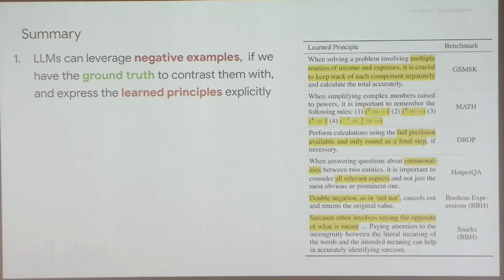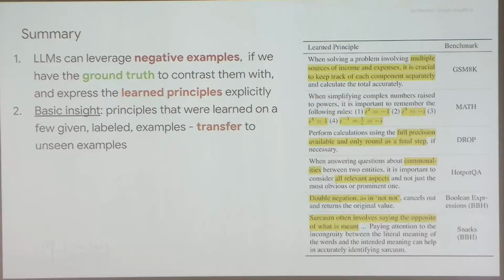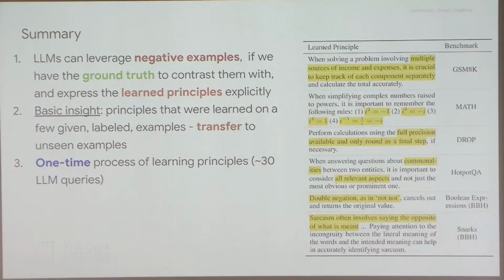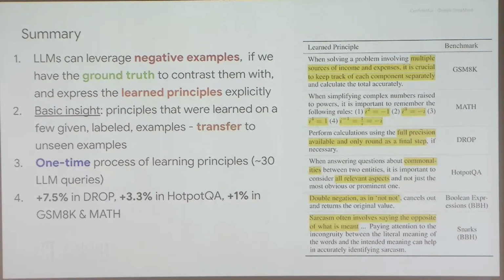So to summarize, LLMs can leverage negative examples if we have the ground truth to contrast them with and express the learned principles explicitly. The basic insight is that principles that were learned on the few given examples transfer to the test set of unseen examples. This is, as I mentioned, a one-time process of learning the principles of about 30 LLM queries. So the cost is very bounded, and then the same principles can be used for the entire test set. And this leads to 7.5% improvement in DROP, 3.3% in HotpotQA, 1% in GSM8K and MATH, and sometimes it doesn't help at all. We're not sure why. And that's it.